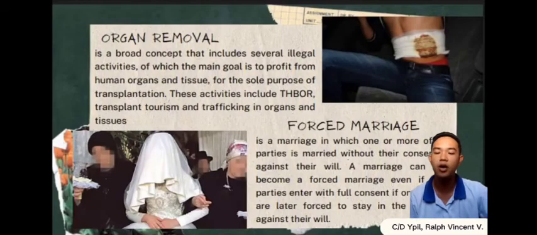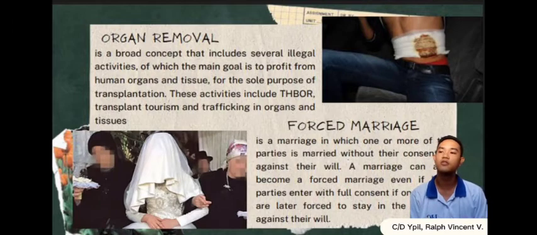The next is organ removal. It is a broad concept that includes several illegal activities whose main goal is to profit from human organs and tissues for the sole purpose of transplantation. These activities include THBOR, transplant tourism, and trafficking in organs and tissues. The next is forced marriage.